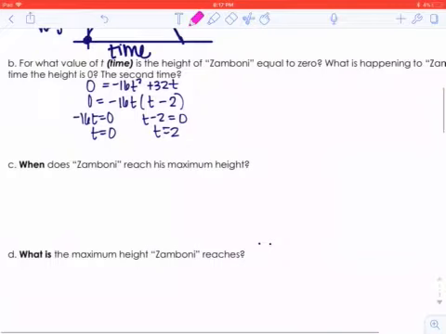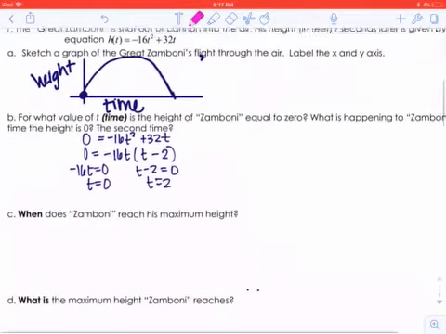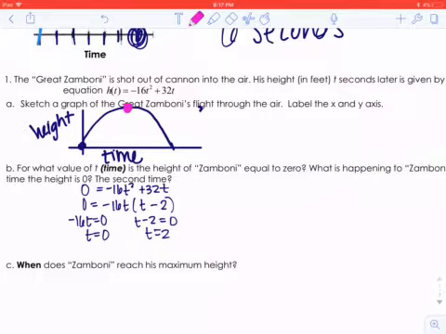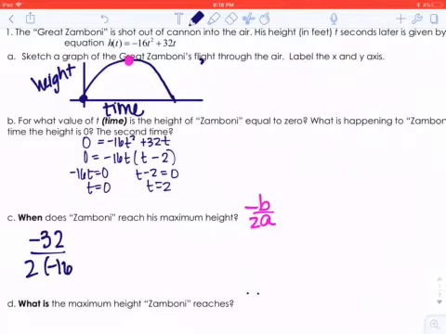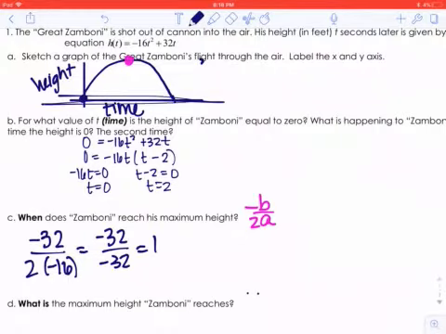All right? When does Zamboni reach his maximum height? Now his maximum height is right here. That's also our vertex. So we can figure out where the vertex is by using opposite of b over 2a. Remember this? So opposite of b would be negative 32 over 2 times negative 16 equals negative 32 over negative 32 equals 1. Now what I just found was the x value of the vertex. X is referring to the time, so it's asking when, so that right there is 1 second.